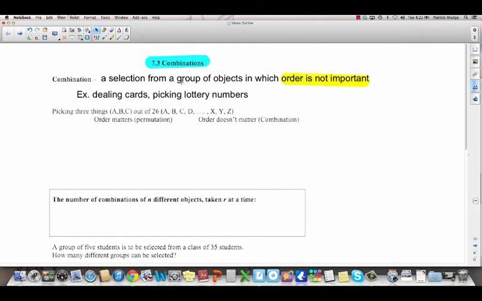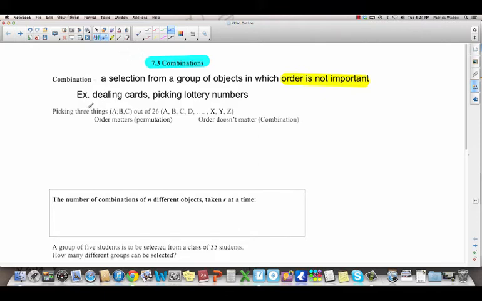Same with picking lottery numbers. If you pick the number 7 as one of your numbers and it shows up as the third number, there's never a case, I don't think, in lotteries where you're like, oh darn, my number came up, but it came up third and I want it to come up first. No, that's not how a lottery works. As long as your number comes up sometime, it's fine. Order does not matter.